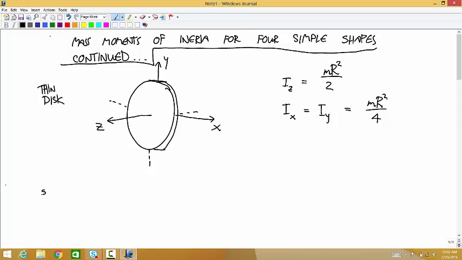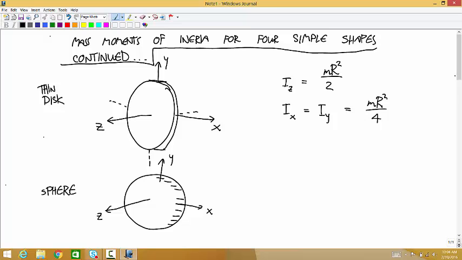And then the next one is a sphere. This one, all of the axes are the same. Rotations are the same no matter what. So the moment of inertia about x is the same as the moment of inertia about y, is the same as the moment of inertia about z, and it's equal to 2/5 mr squared.